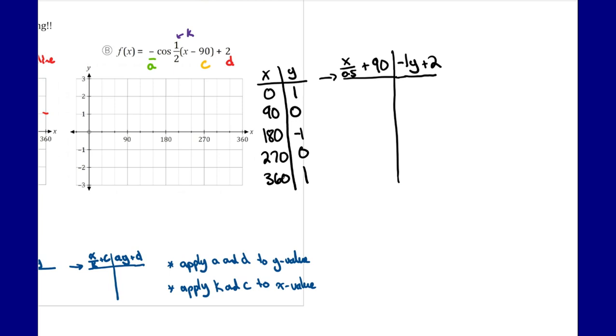So for the first one, 0 divided by half is 0, plus 90 is 90. 1 times -1 is -1, plus 2 is 1. 90 divided by a half is 180, plus 90 is 270. 0 times -1 is 0, plus 2 is 2. 180 divided by a half is 360, plus 90 is 450. So 450, -1 times -1 is +1, plus 2 is 3.